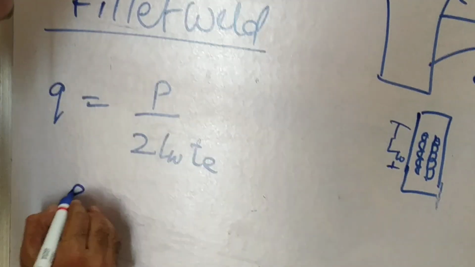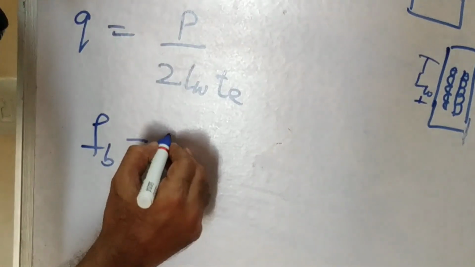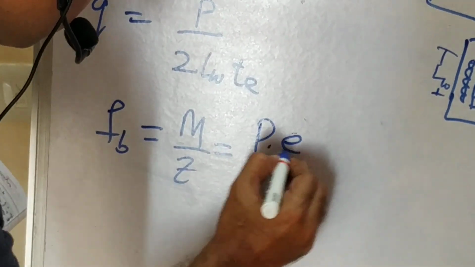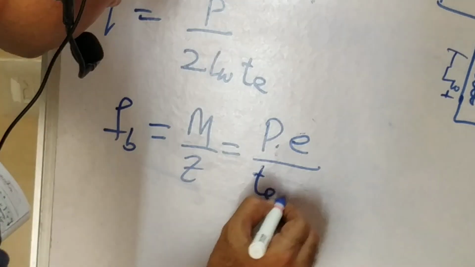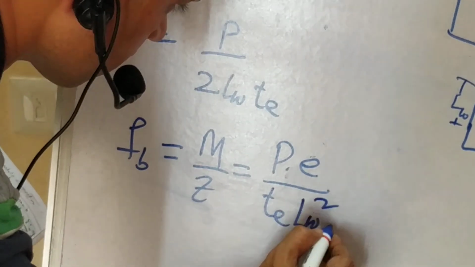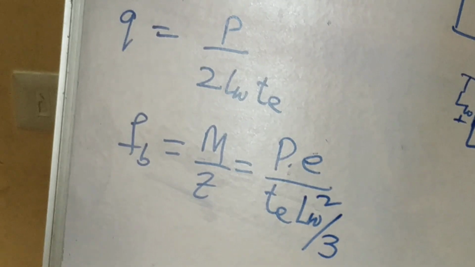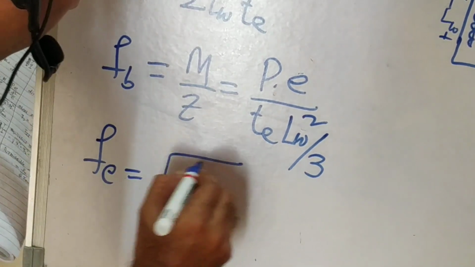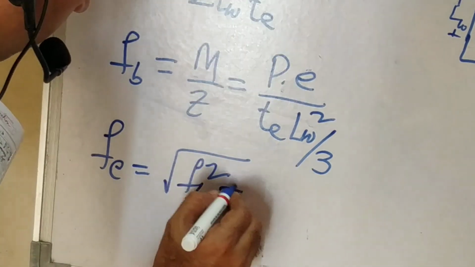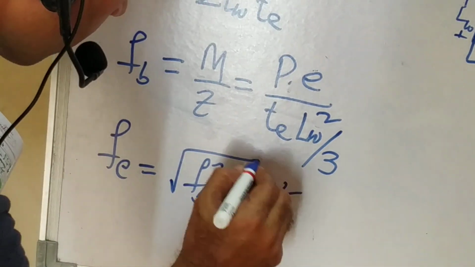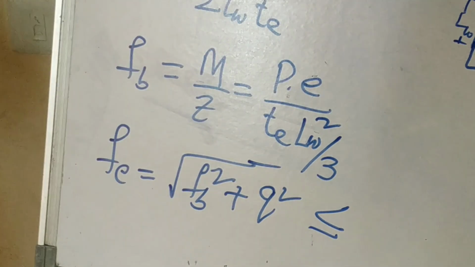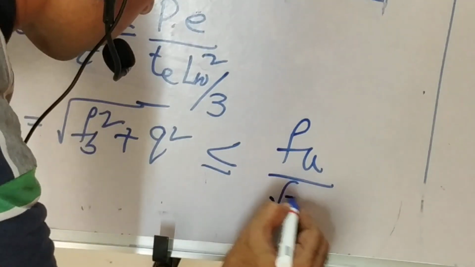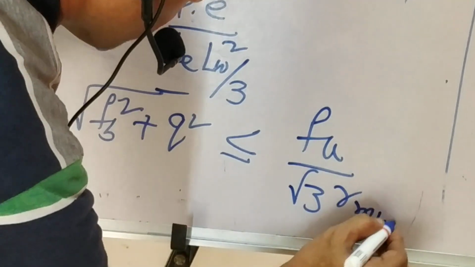The bending stress FB is again M by Z, which is equal to P into E by TE into LW square by 3, and the resultant stress FE is equal to the square root of FB square plus Q square, and this must be less than or equal to FU by root 3 gamma MW. That's all.